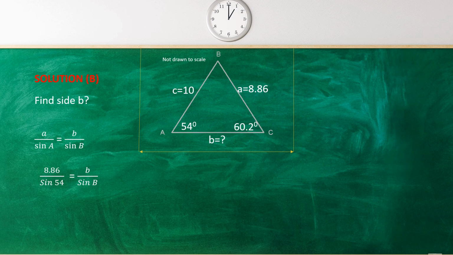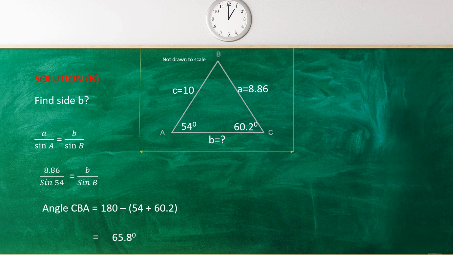How are we going to get it? We already have two angles. We know the sum of angles in a triangle is always 180 degrees. And so we're going to do 180 degrees, take away the sum of 54 and 60.2 degrees. That leaves us with 65.8 degrees. That is the angle at B.